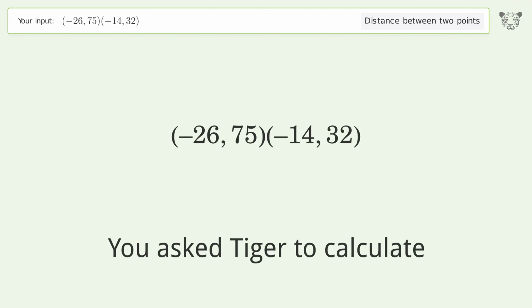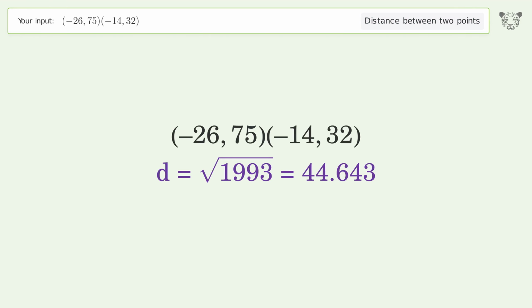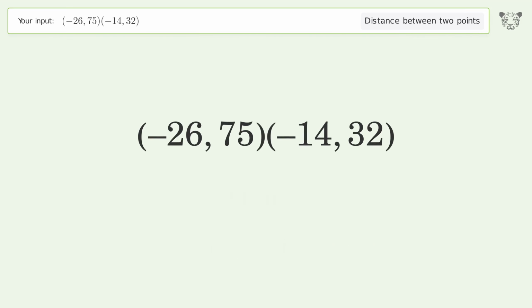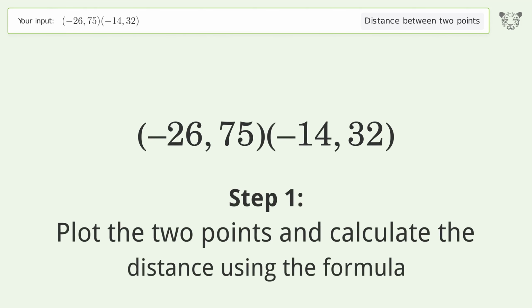You ask Tiger to calculate. This deals with the distance between 2 points. The distance between the 2 points is the square root of 1993, or 44.643. Let's solve it step by step. Plot the 2 points and calculate the distance using the formula.